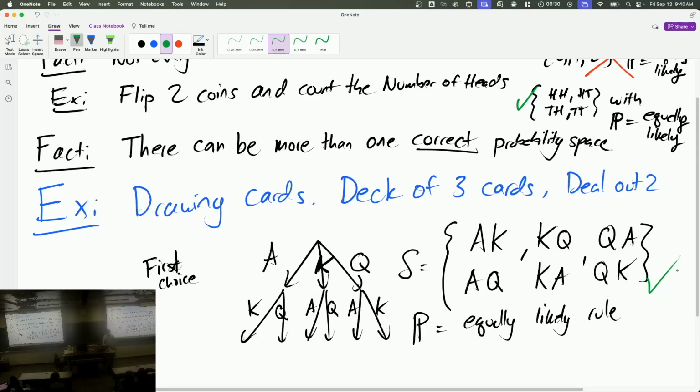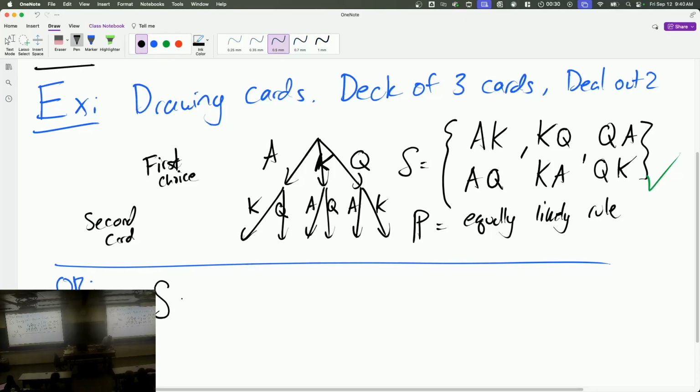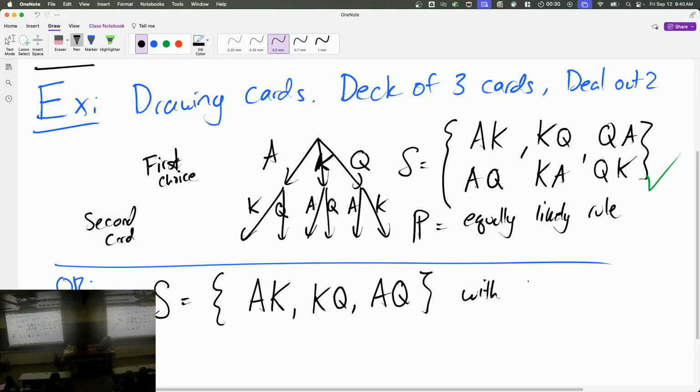So a simpler, also correct way to do it, here is an alternate correct solution. Equally good, you could have the sample space S, which is the unordered things. So you could do ace-king, king-queen, or ace-queen with probability equally likely. The equally likely rule we learned last time. All 3 of these things are equally likely. They all have chance 1/3. That is also perfectly correct. So in this one, they all have chance 1/6, but some of them are double represented, right? Like ace-king and king-ace. And in this one, they all have chance 1/3, but they only appear once. This is also perfectly correct.